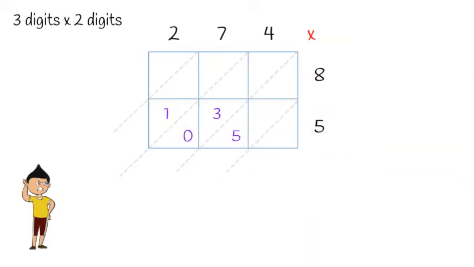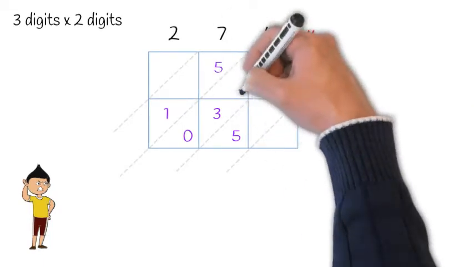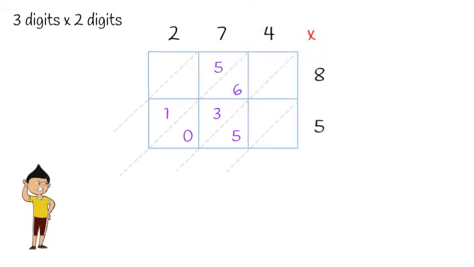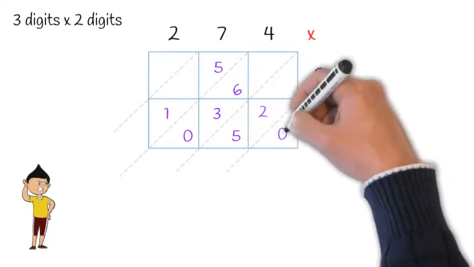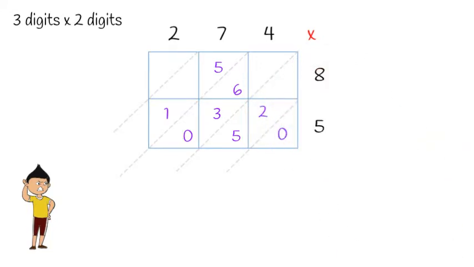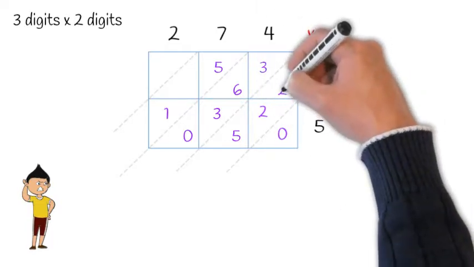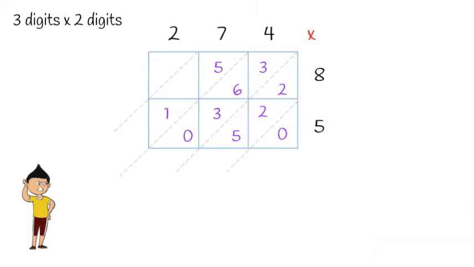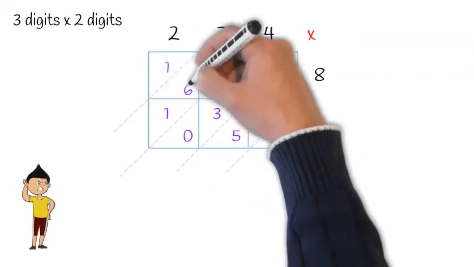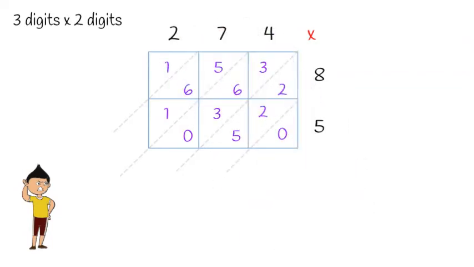It doesn't matter where we go next, but I'll do 7 times 8, which is 56. 5 in the top and 6 in the bottom. You get the idea. Next, 4 times 5 equals 20, 4 times 8 equals 32, and finally 2 times 8 equals 16. You might choose to start somewhere else and do the calculations in a completely different order. That's absolutely fine. Now we need to use the diagonal lines and add up in each section.